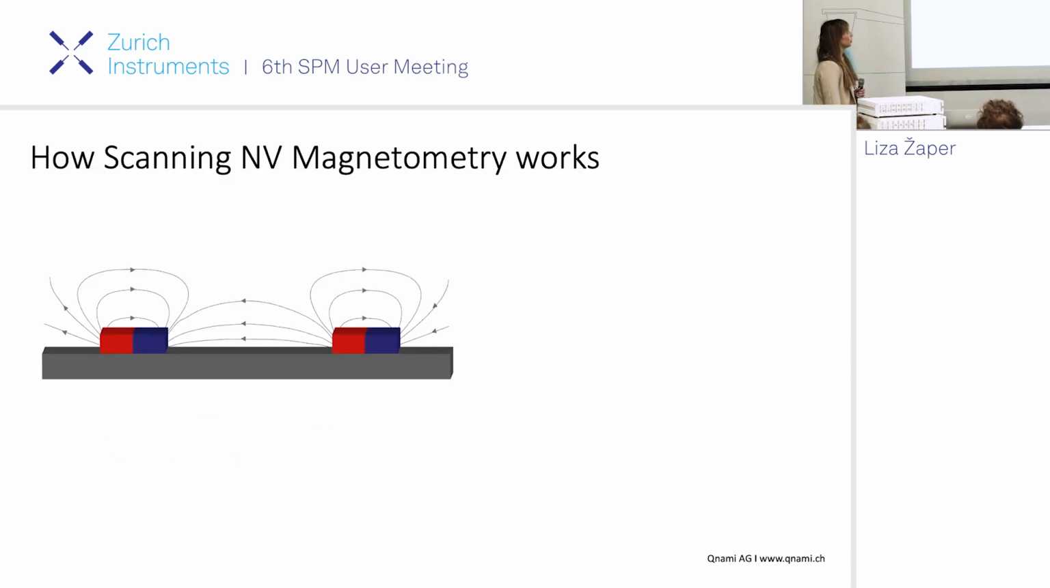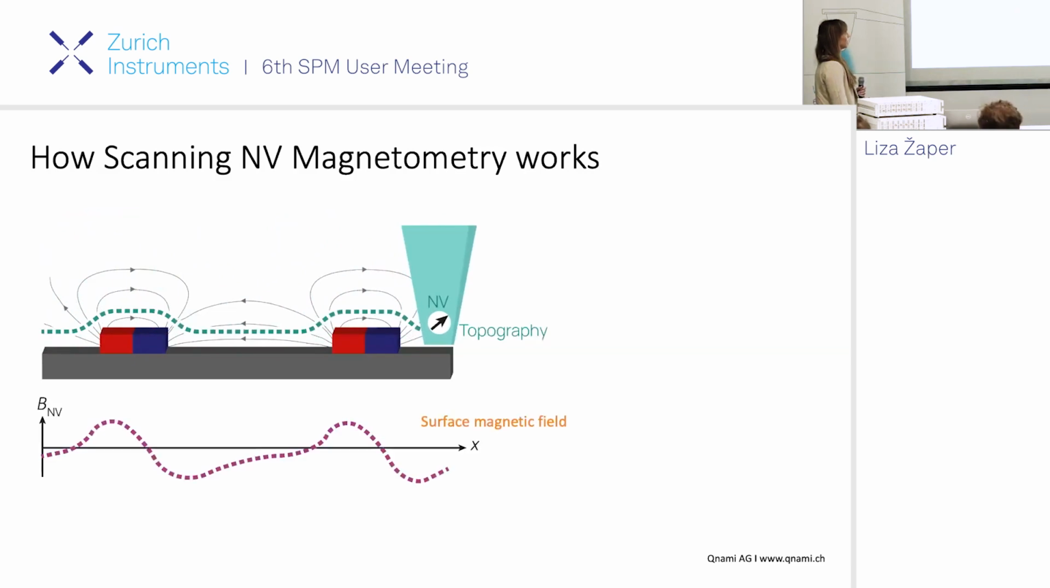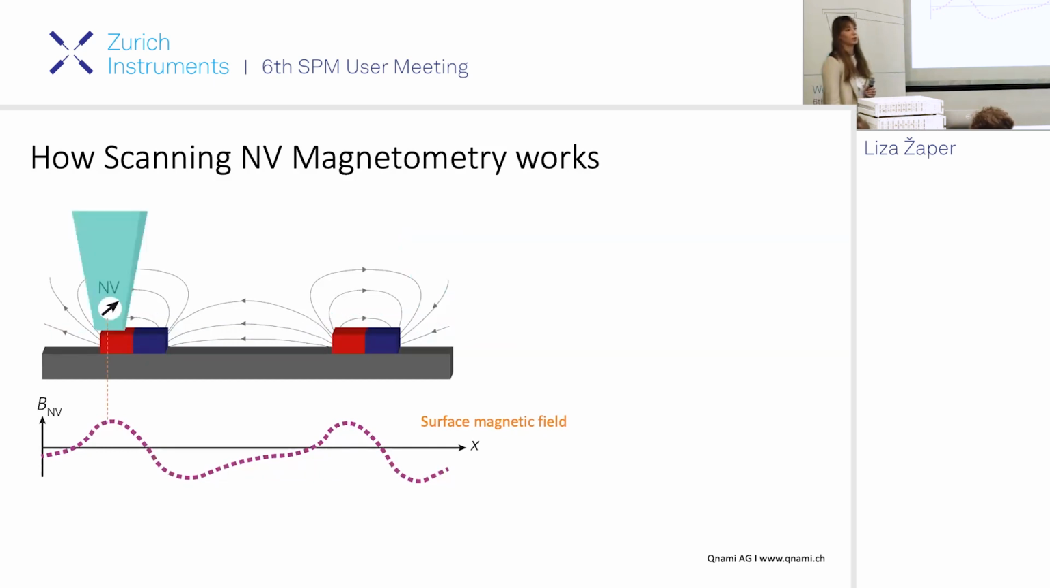Now, how does scanning NV magnetometry actually work? So we have this Quantilever. On top of it, we have this atomic system. Then if we have a magnetic sample, we can scan over the sample with the tip. And by scanning over the topography of the sample, we can reconstruct the surface magnetic field. The reconstruction of the surface magnetic field depends on the orientation of the magnetic field of the sample with respect to the NV quantization axis.